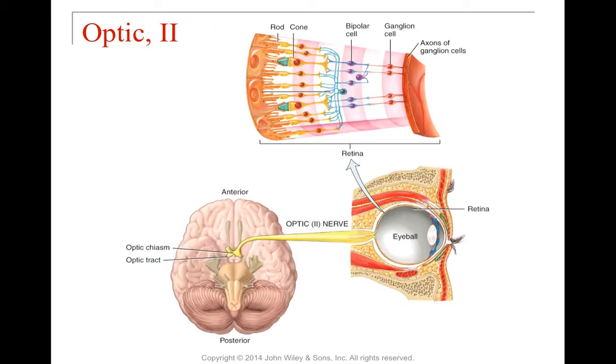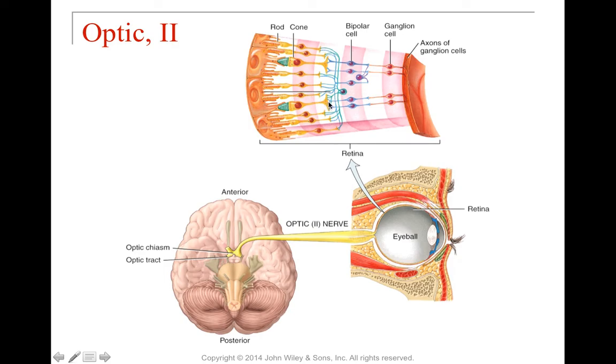Optic nerve, this is 2. It's going to be involved in the sense of vision. And again, I'm going to be very, very brief here. We are going to go into this extensively when we talk about the special senses. But basically what happens is information comes in the form of light, and it's going to trigger either a rod cell or a cone cell.